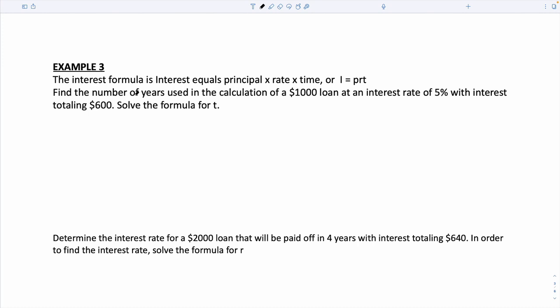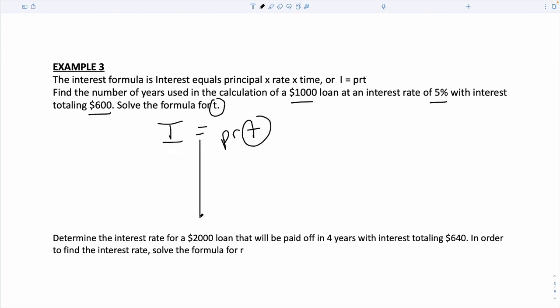Let's do this guy. Interest formula is interest equals principal times rate times time. If you're going to the finance field, interest is going to be something you work with a lot. Find the number of years. Also, it's something that you just should know as a human being. Find the number of years used in calculation of a $1,000 loan at an interest rate of 5%, totaling $600. We want to solve this thing for t first, so let's circle t in our equation.